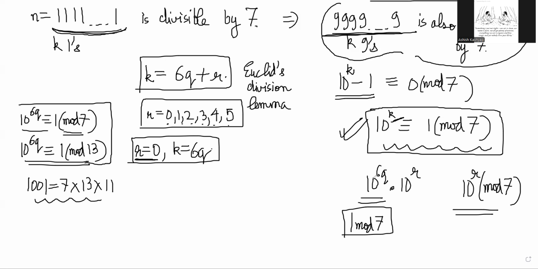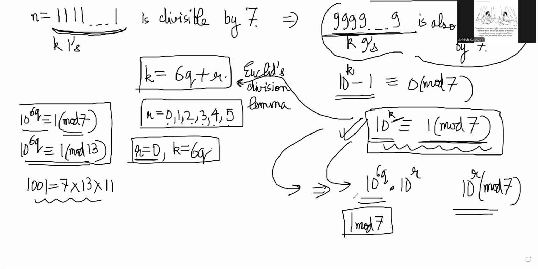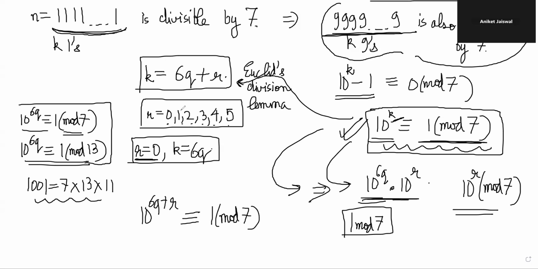Oh, okay, okay. Oh, no, okay, it is clear. We don't have to do anything weird. We are saying 10 power k is coming as this, right? And what I'm saying is we can always write k as this. Since we can always write k as this, the equation implies this, right? So this equation implies that 10 power 6q plus r is congruent to 1 mod 7. Because this is always possible for any integer k, right?